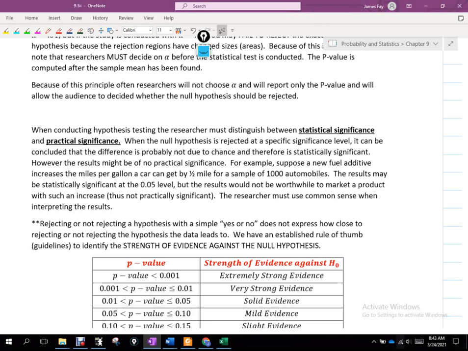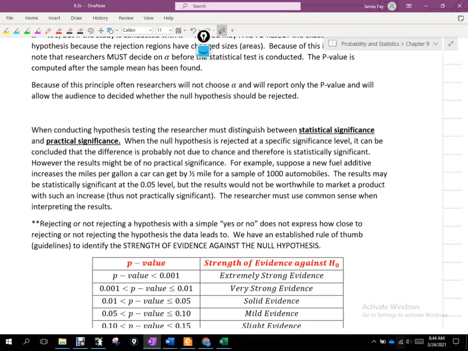It says, however, the results might be of no practical significance. For example, suppose a new fuel additive increases the miles per gallon a car can get by half a mile for a sample of 1,000 automobiles. The results may be statistically significant at the 5% level, but the results would not be worthwhile to market a product with such an increase. You want to think ExxonMobil is going to come on and say, hey, our gas gets you a half mile more per gallon? Because it's not a big deal.